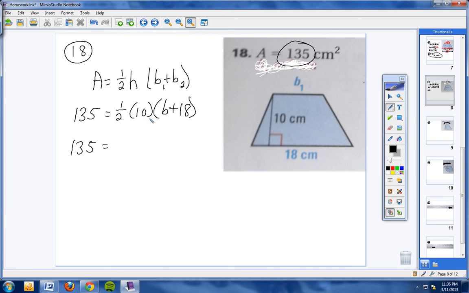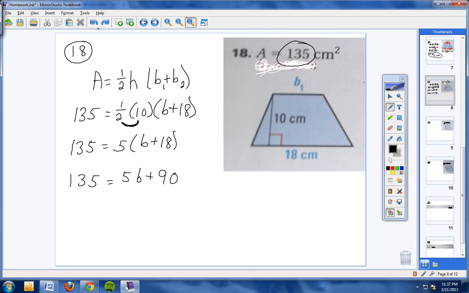First thing I'm going to simplify is this part right here. So I have 1/2 times 10, that's 5, parentheses b plus 18. And now I can still do some more simplifying to the right side. I have a 5 that I can distribute through the parentheses. So 5 times b is 5b, and 5 times 18 is 90. Okay? Now I cannot simplify this side any further.